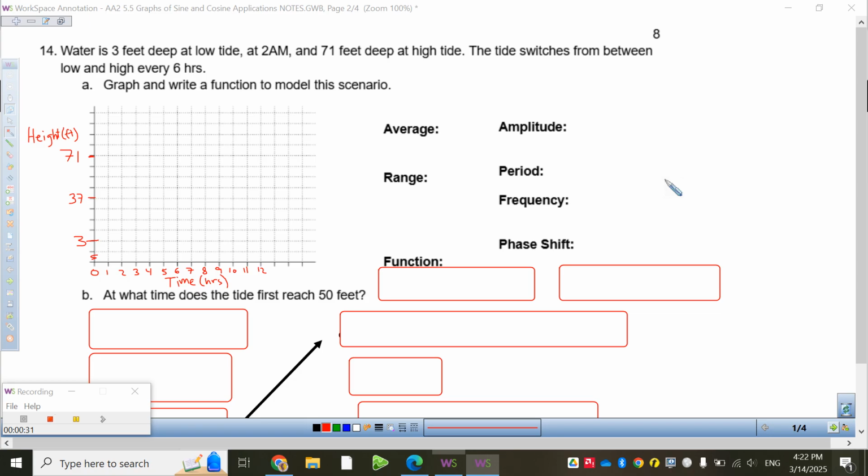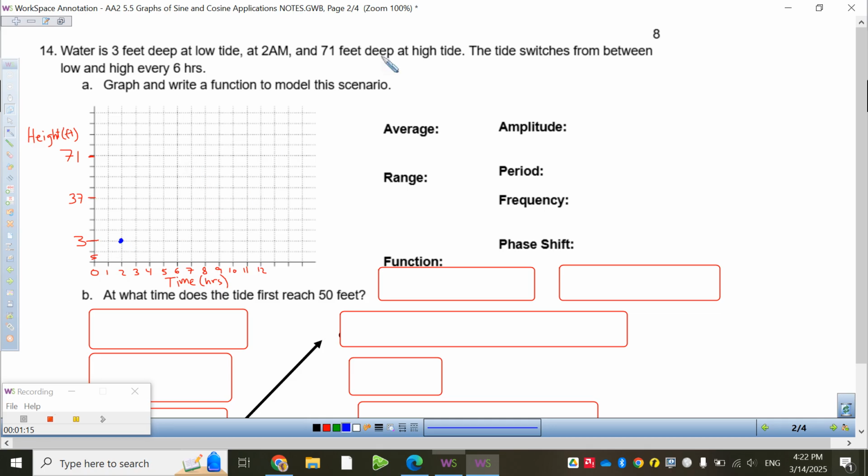Alright, so I started by labeling my graph, as you can see on the screen, with height and time. If you need a moment to write this in, feel free to pause the video. Alright, so from this problem we know that our minimum value is 3, and this occurs at 2 a.m. So I'm going to put my first dot right here at 2 a.m.